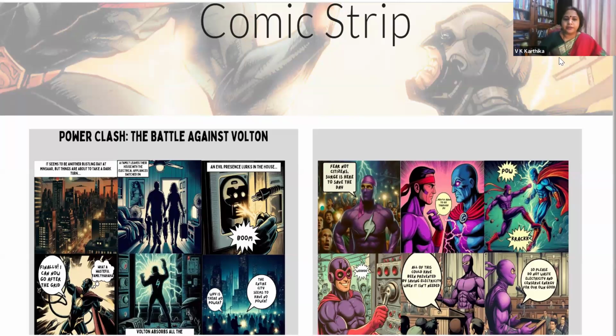So one group had given me this. I just extracted some pages from there, not the entire comic. So I gave them 6 to 12 panels as the minimum and maximum limit for this. So they did beautiful work on it.